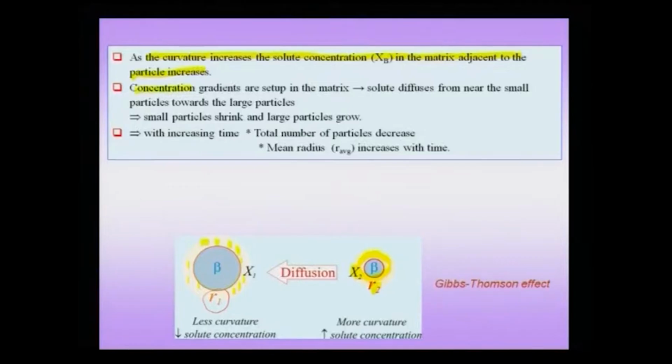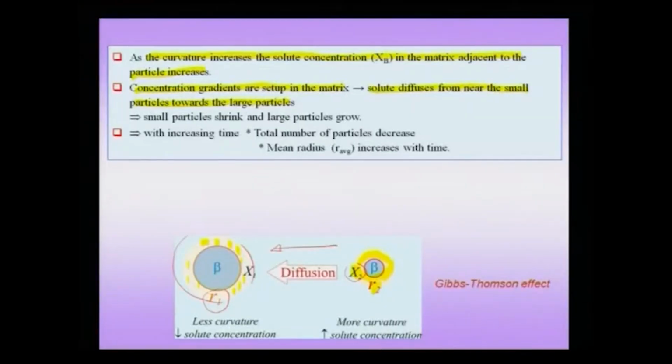This sets up concentration gradients in the matrix, and that implies that solute will diffuse from near the small particles towards the large particles. I have a higher concentration of solute around the smaller particle and a lower concentration around the larger particle, and this implies diffusion of solute from the smaller precipitate to the larger precipitate. Of course, we have not yet explained how I get these x2 and x1 values, which we will see in the next slide, but we are trying to understand the overview first.